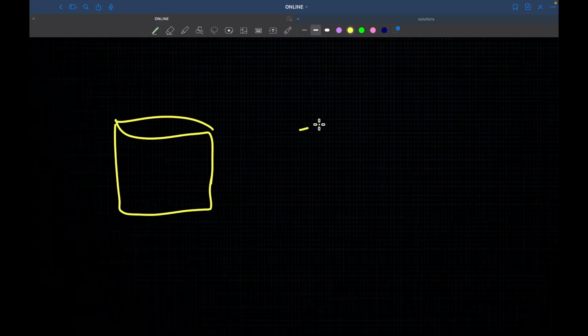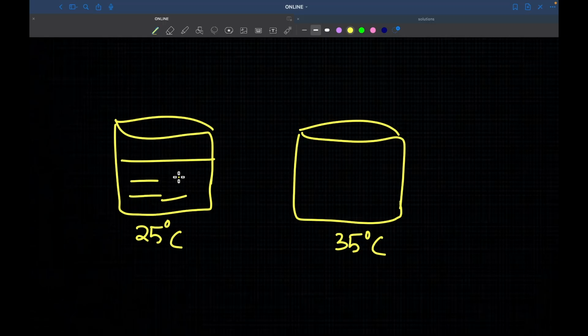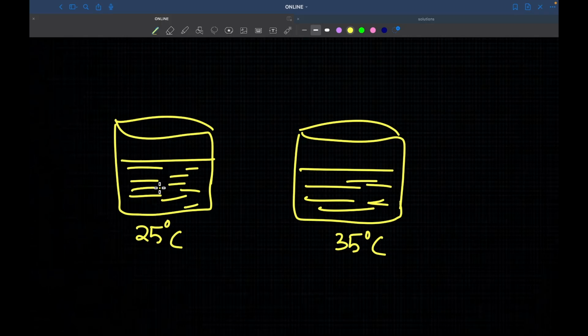इसका एक application असता చూడండి. We have an aquarium. ఇందులో రెండు aquariums ఉన్నాయి. Assume that one is at 25 degrees Celsius, another is at 35 degrees Celsius. Right? So you have fish in it. ఇందులో fish ఉంది, ఇందులో కూడా fish ఉంది. Right? So in which case the fish will be more comfortable?